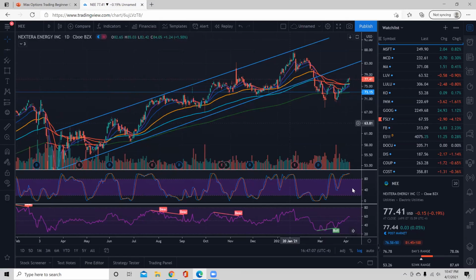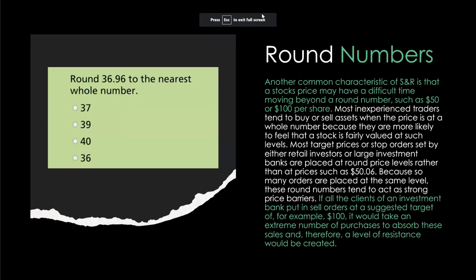That's trend lines, all right? Very important. Let's talk about round numbers real quick. The only reason I added this in here is because it's true. And I'm going to explain to you guys why it's true.